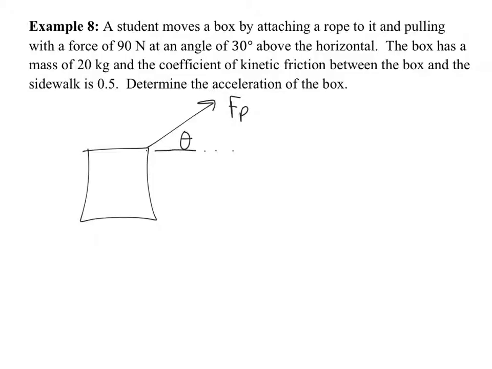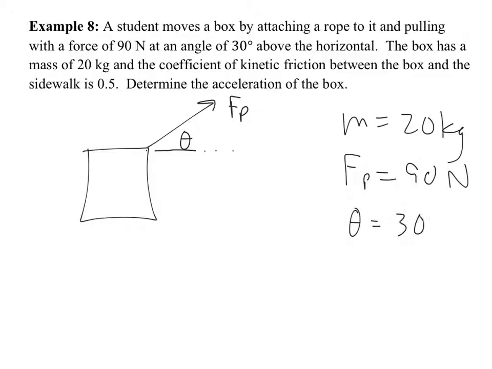The box has a mass of 20 kilograms, and the coefficient of kinetic friction between the box and the sidewalk is 0.5. So we're not solving for mu anymore. That's fine. What are we solving for instead? The acceleration. Which way is it going to accelerate? It's going to accelerate right or left, so in the x. So we're trying to find ax.